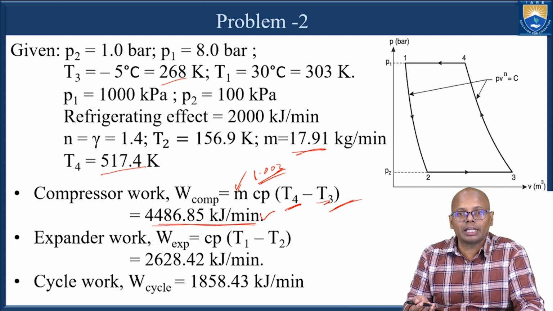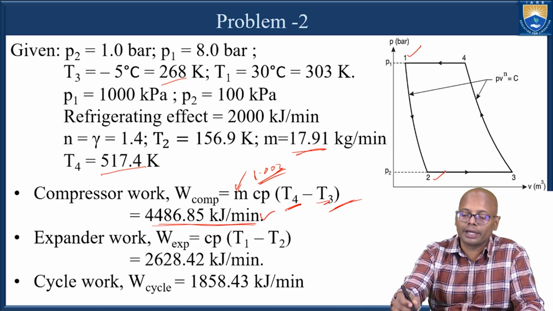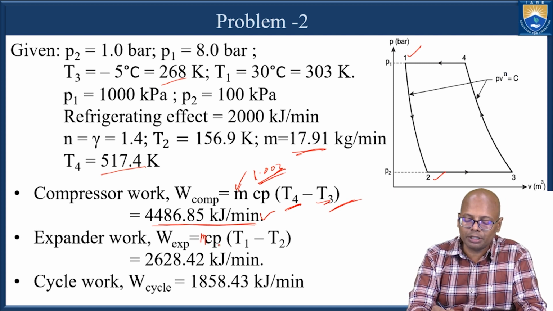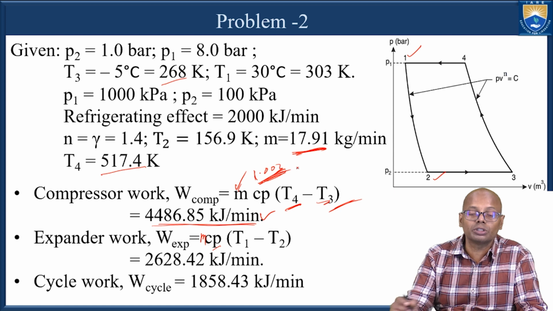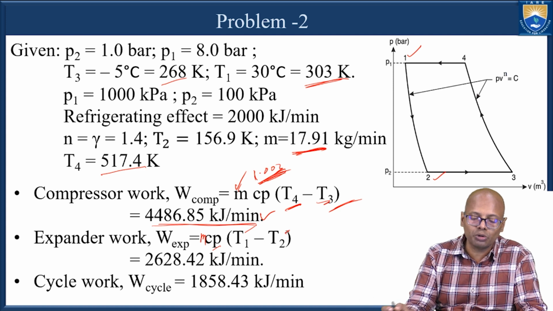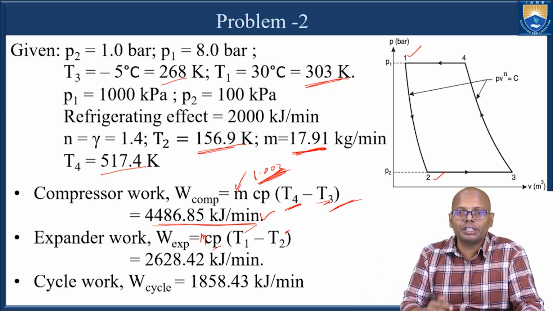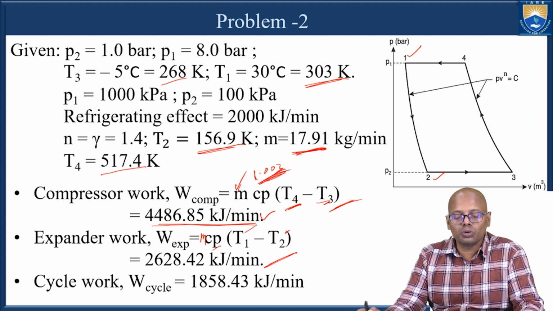What is the work produced by the expander? Again it is equal to mCp delta T, T1 minus T2, highest temperature minus lowest temperature. So m into Cp into T1 minus T2. M is equal to 17.91, Cp is 1.003, T1 is 303 Kelvin, and T2 is equal to 156.9 Kelvin. Now if I substitute these values, I can find out the expander work, that is equal to 2628.42 kilojoule per minute.